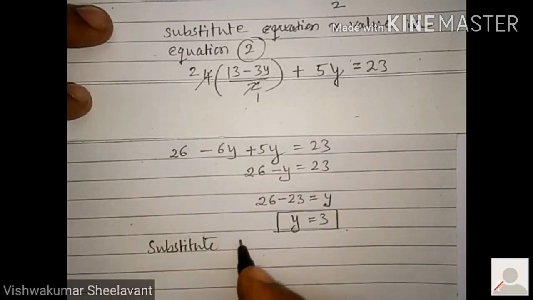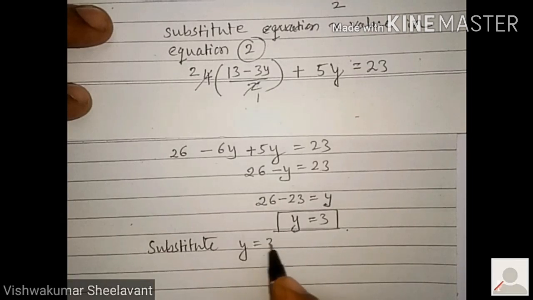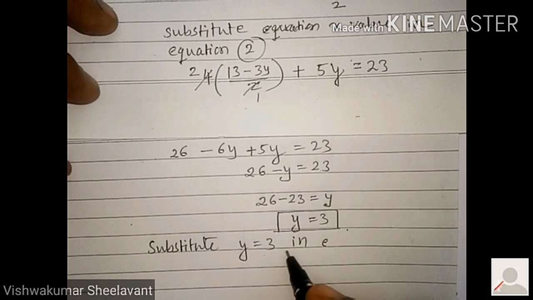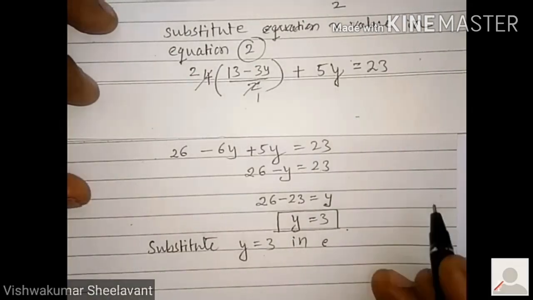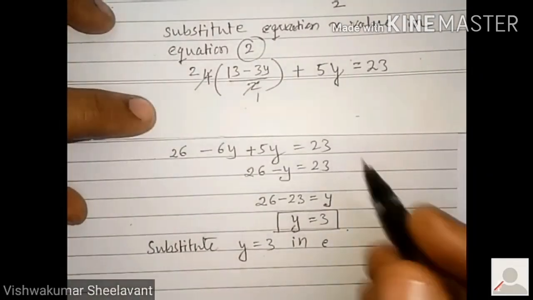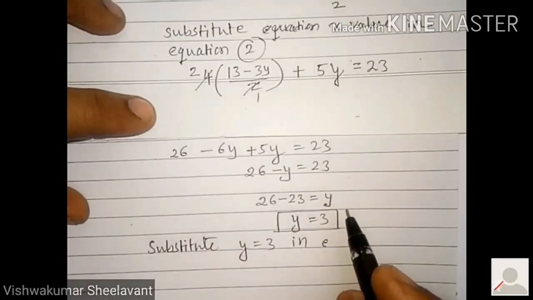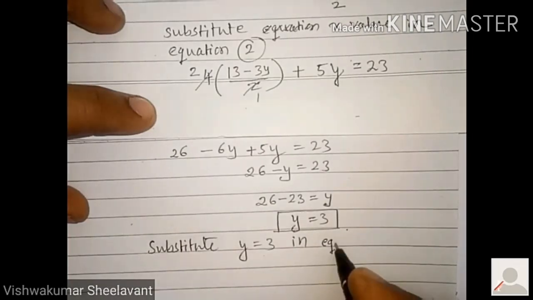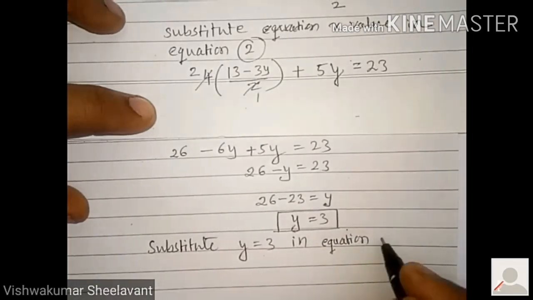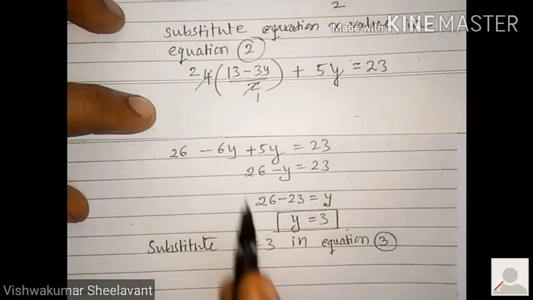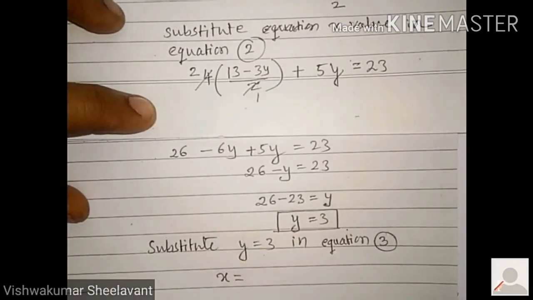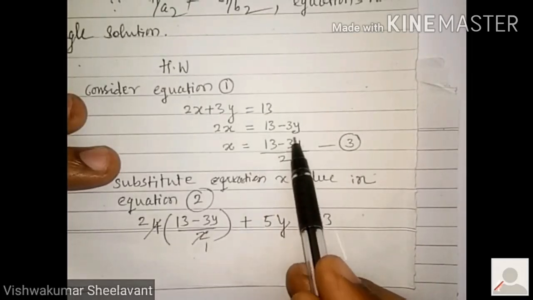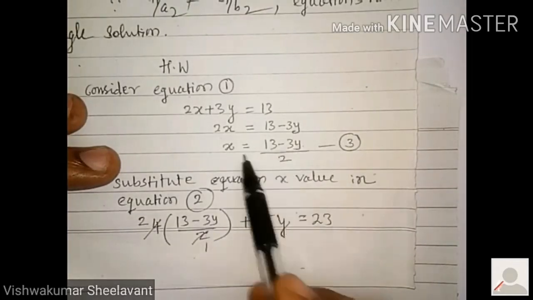Substitute y equal to 3 in equation 1 or 2 or 3. Simplest way is to substitute in equation 3, because it is ready to use equation. You can see here x equal to 13 minus 3y by 2. Simply if you write the value of y here, you will get x value.